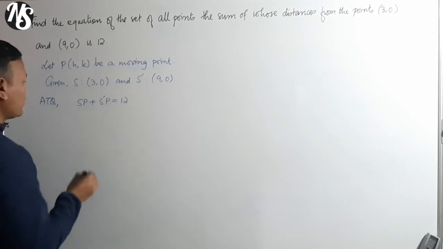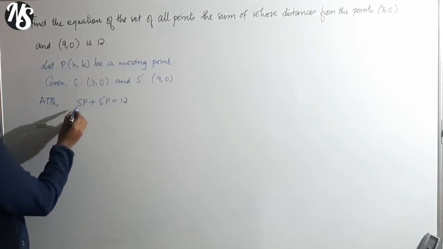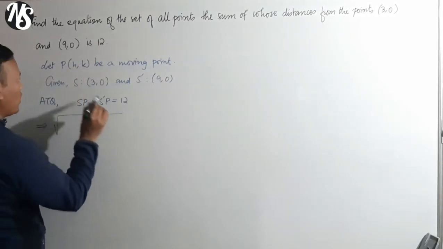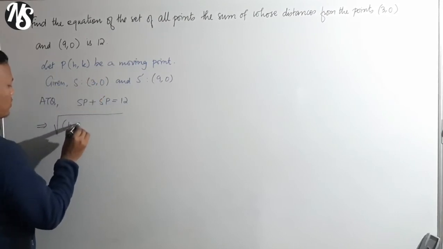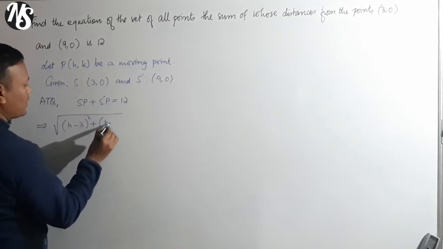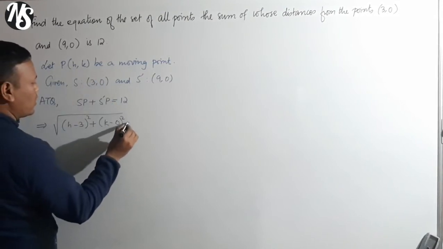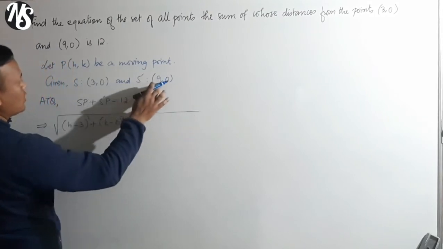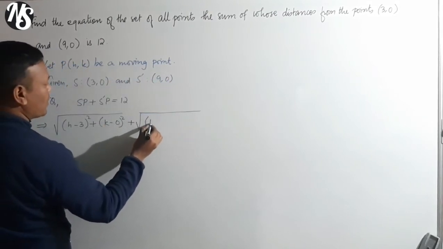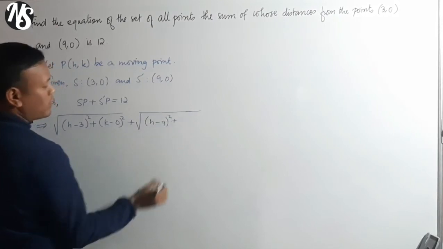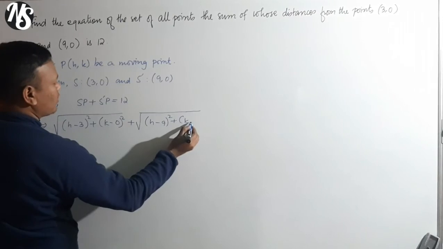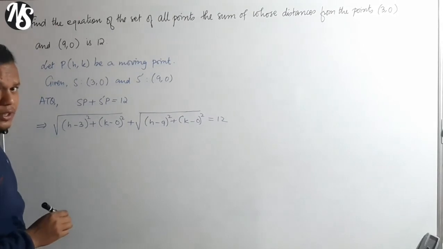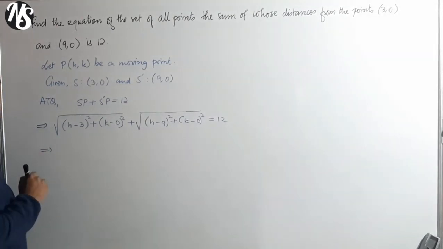Now let's put the values in here. For SP, use the distance formula. You have S and you have P, so you have the square root of (h minus 3) whole square plus (k minus 0) whole square, plus the square root of, S dash is this one, so we have (h minus 9) whole square plus (k minus 0) whole square, again is equal to 12. That's what is given to us. Now quickly let's simplify this.